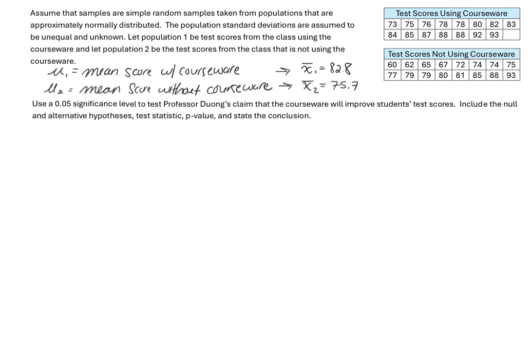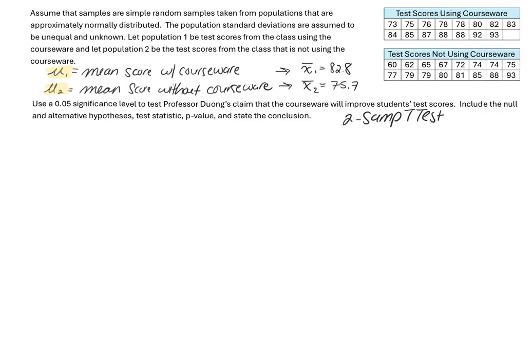Anytime you're comparing two population parameters, such as two mean values, here we're looking at the mean score for students using the courseware versus the mean score for students who don't use the courseware, then you always want to use a two-sample t-test.